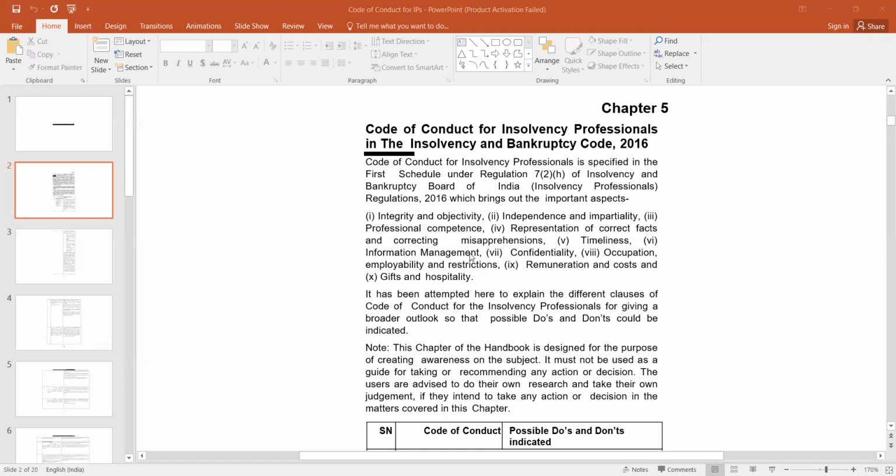Earlier, they were asking questions out of the disciplinary cases, but now the trend is to focus on this code of conduct. So it has been attempted here to explain the different clauses of the code of conduct for insolvency professionals, giving a broader outlook so that possible do's and don'ts can be indicated. This chapter of the handbook is designed for creating awareness of the subject. Now, let us see this one by one.